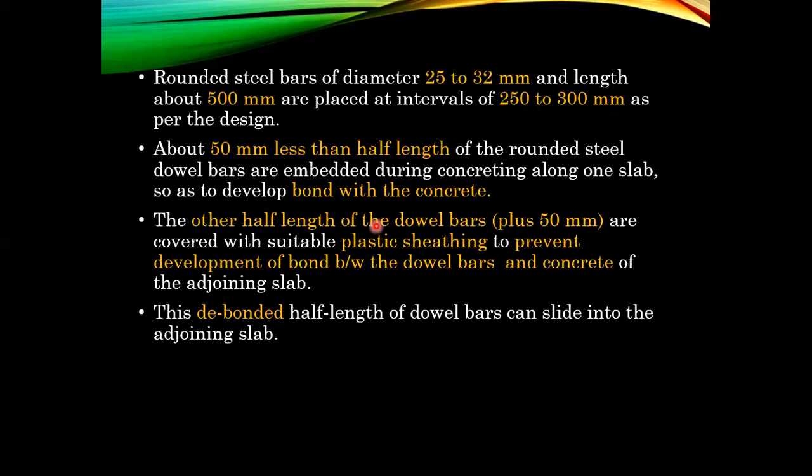150 plus 50 mm, that means 200 mm. In 300 mm, 100 mm should be embedded in the concrete. The remaining 200 mm of the length should be de-embedded, or it should not be embedded with the concrete, or it should not make a bond with the concrete.